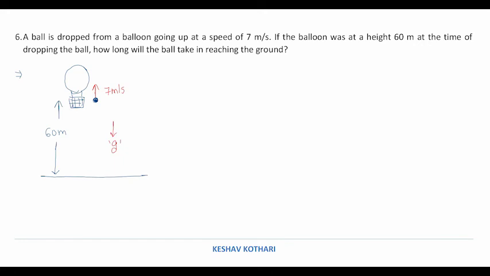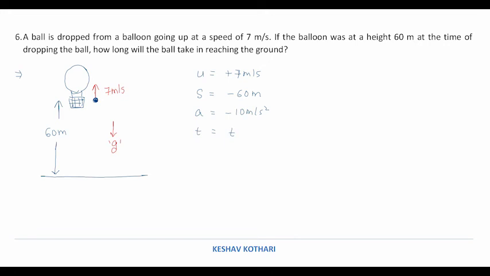So if we begin to solve this particular question, we can take it as that the initial velocity of the ball is going to be plus 7 meter per second because it is in the upward direction. The displacement, which is equal to minus 60 meter, is in the downward direction, and the acceleration, which we are taking as minus 10 meter per second square, is in the downward direction, and we are asked to calculate the time when the ball will hit the ground.